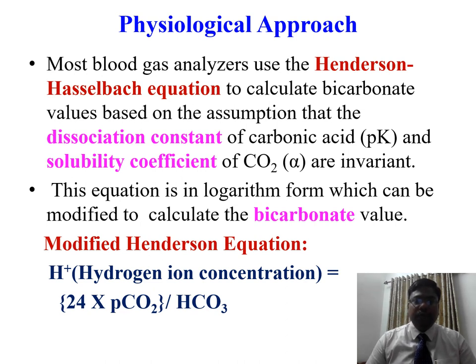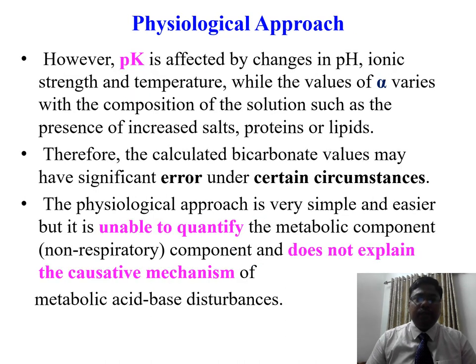The modified Henderson equation is: hydrogen ion concentration is equal to 24 times PCO2 divided by bicarbonate. pKa is affected by changes in pH, ionic strength and temperature, while the values of alpha vary with the composition of solution, such as the presence of increased salts, proteins or lipids. Therefore, the calculated bicarbonate values may have significant error under certain circumstances. So the physiological approach is very simple and easier, but it is unable to quantify the metabolic component and does not explain the causative mechanism of the metabolic acid-base disturbances.